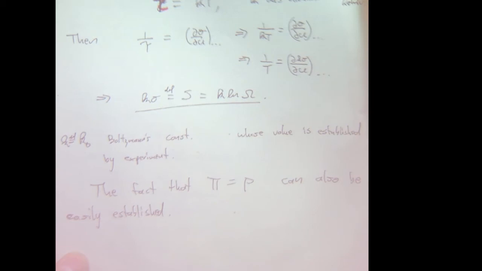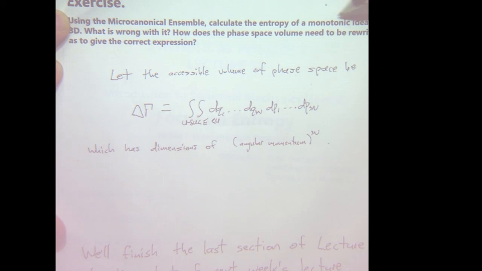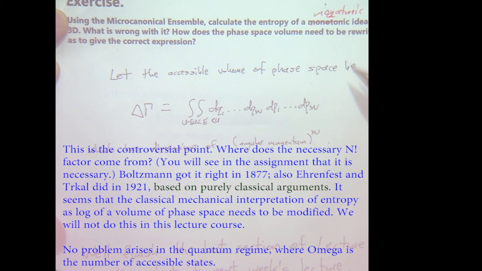Lastly, using the microcanonical ensemble, this is going to be an assignment question later on anyway. Using the microcanonical ensemble, calculate the entropy of a monatomic ideal gas in three dimensions. What is wrong with it? How does the phase space volume need to be rewritten to give the correct expression?